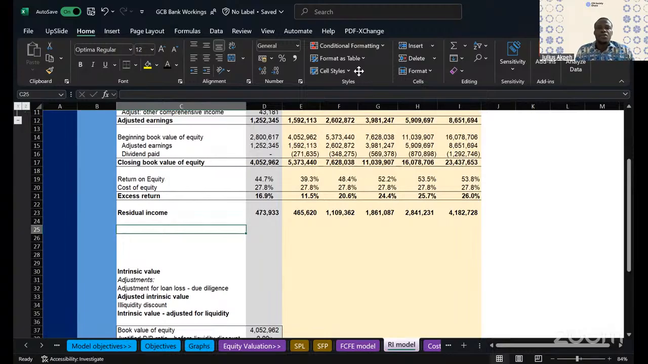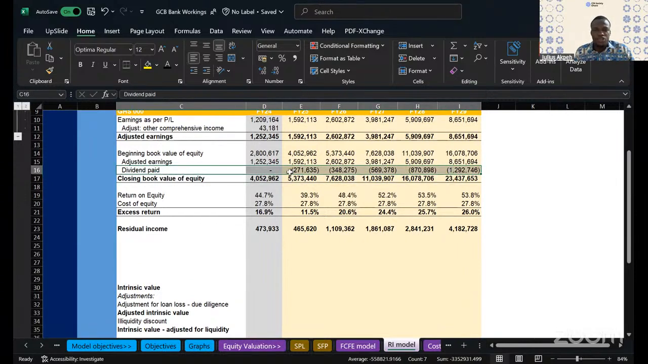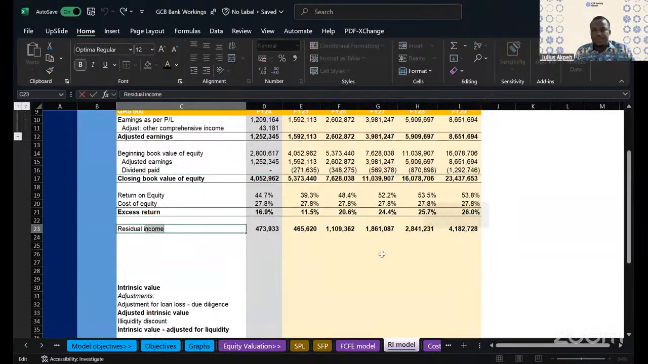Now, we have our residual income calculated. And there's one thing we've forgotten. Did we forget? No, I'm not sure. Okay, we've included it. I wanted to reach out to this dividend pay. I realized that we've included it. That's beautiful. All right, so we come to residual income here now.